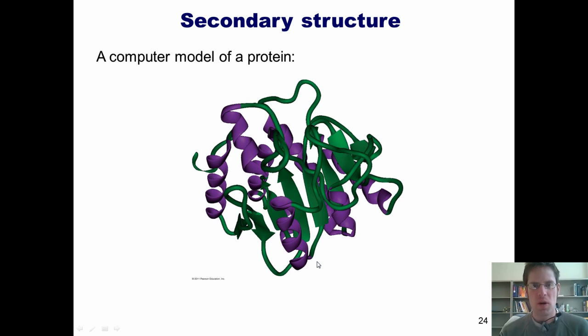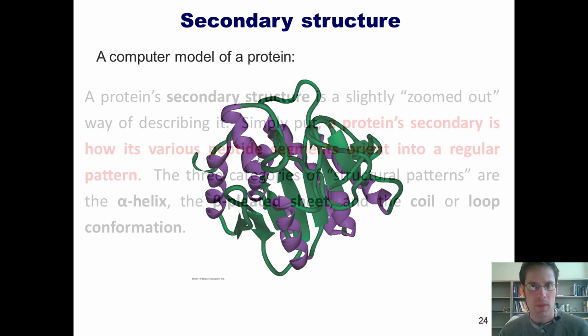So I just wanted to show you a computer-generated model of a protein. Now, when I first saw this kind of model back when I was a young undergraduate, I couldn't help but ask myself questions like, what are these purple coils and these green arrows and these twisty green tube-looking things? What in the world is all this stuff? Well, as it turns out, each one of these colored components represents a different part of the protein's secondary structure.